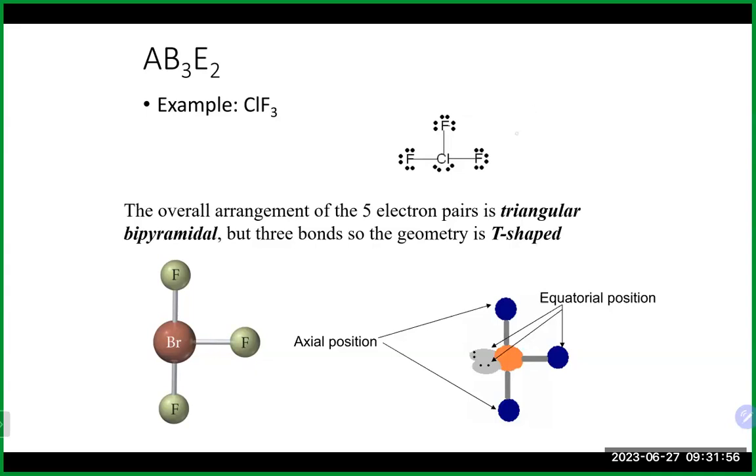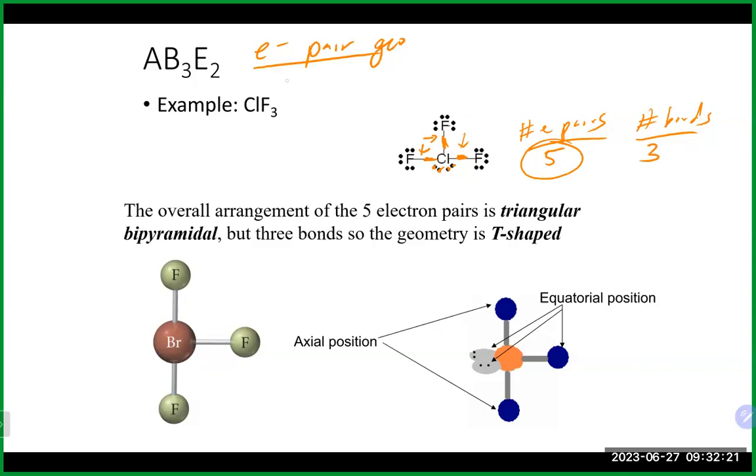And when we look at the number of electron pairs, we have 1, 2, 3, 4, and 5. Number of bonds in this case, we have 3, which is 1, 2, and 3. Once again, the electron pair geometry name is going to be based off of that 5. So our electron pair geometry is going to still be triangular bipyramidal.